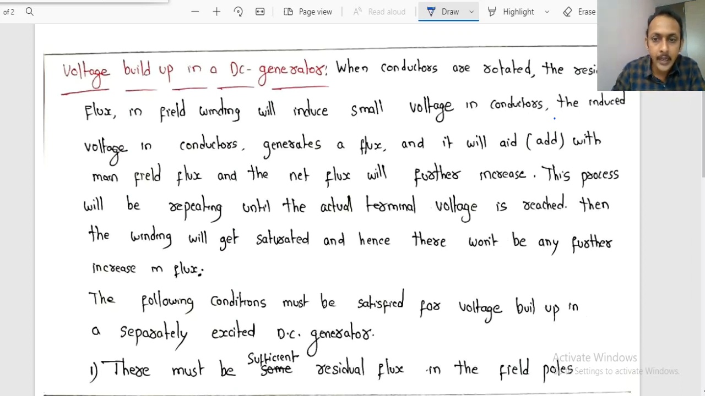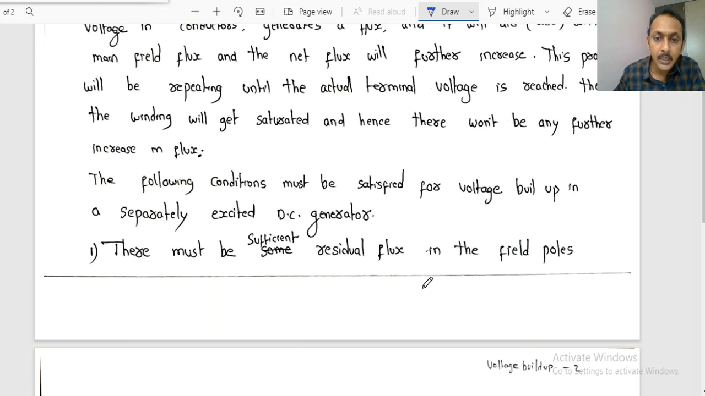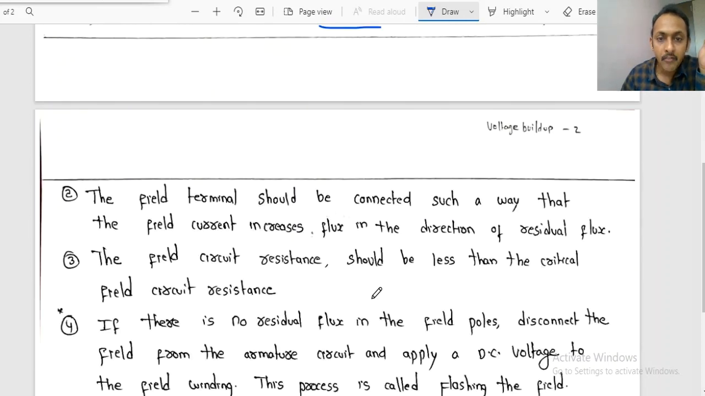Now, for the generator to build up the voltage in a separately excited DC generator, there must be some sufficient residual flux in the poles, and we will discuss what to do if there is not a sufficient amount of residual flux. But the minimum requirement is there must be some sufficient residual flux in the field poles, and also in the field terminals.